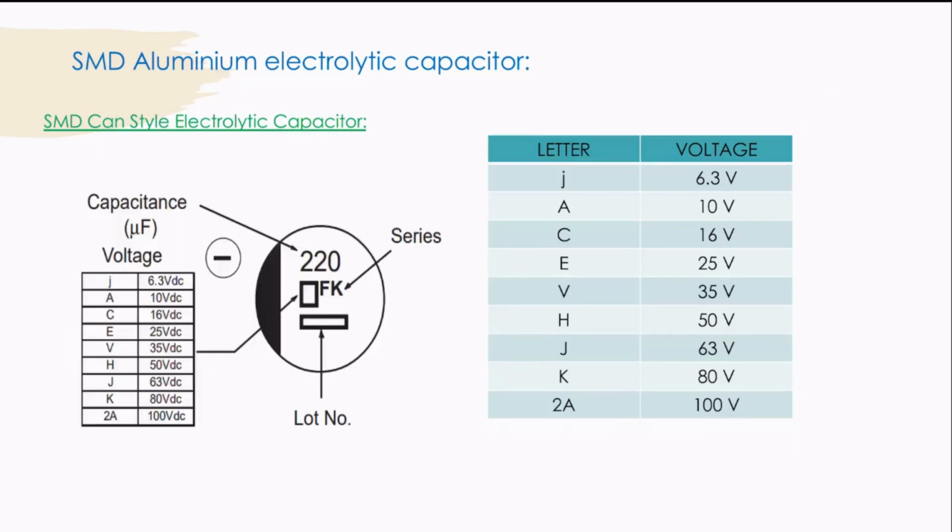Next is SMD aluminum electrolytic capacitor with an example. Now if you see in this figure, here the value of the capacitance is 220 microfarad and as I said, if there is any letter here, then that letter represents the value of the voltage. So for example, if the letter here is V, then the value of that voltage is 35 volts. And the next 2 letters FK represent the series and here there will be a lot number for the representation of the electrolytic capacitor.